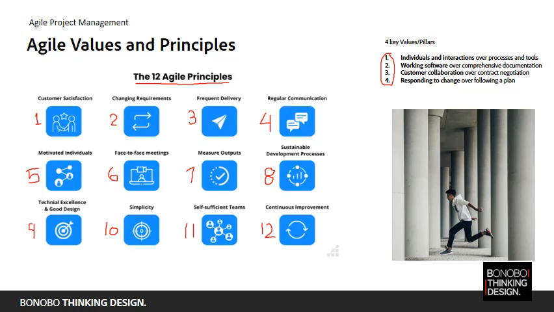Now, the eighth one is about sustainable development process, right? So you need to follow the pace of development in a sustainable way, in a consistent way. And you make incremental improvements with control and constant velocity. The speed is important, right? So a consistent and sustainable approach is very important there.